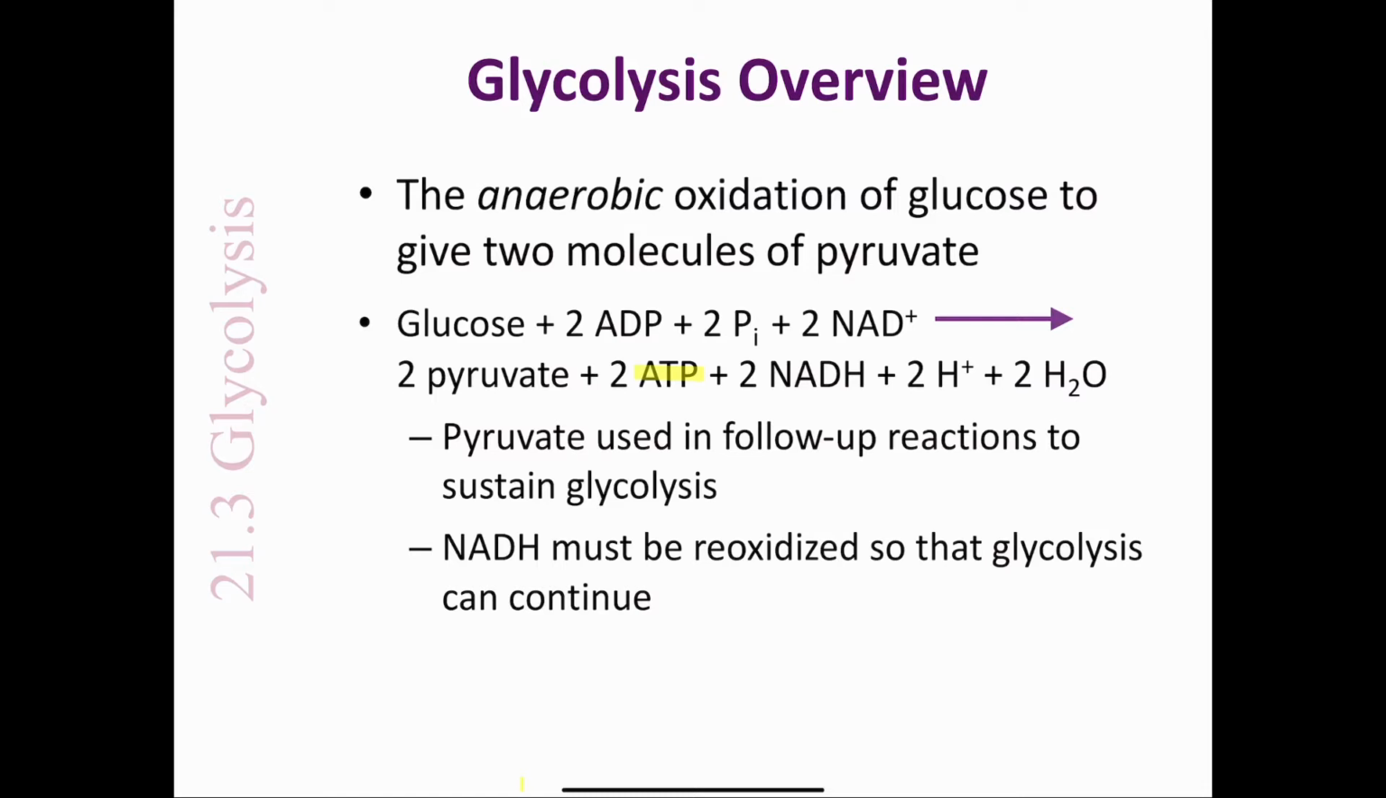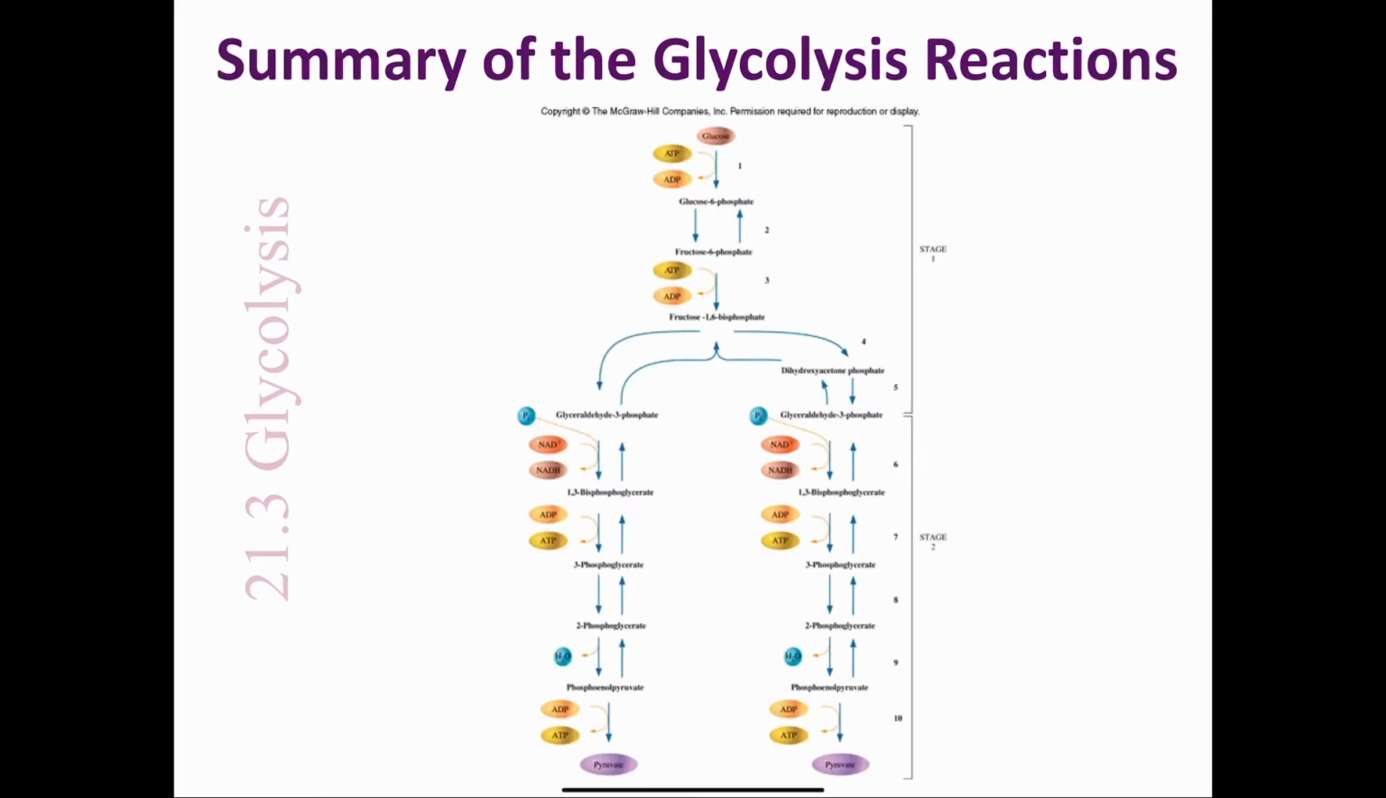If NADH were to build up, there would be no NAD+ available for step 6, in which glyceraldehyde 3-phosphate is oxidized and NAD+ is reduced. This would stop glycolysis, and thus NADH must be reoxidized so that glycolysis can continue to produce ATP for the cell. In this figure, you can see the products of the glycolysis reactions. We form 4 ATP molecules, but we use 2 ATP molecules in the first 3 steps, therefore the net gain of ATP is only 2 ATP. We also produce NADH and pyruvate.